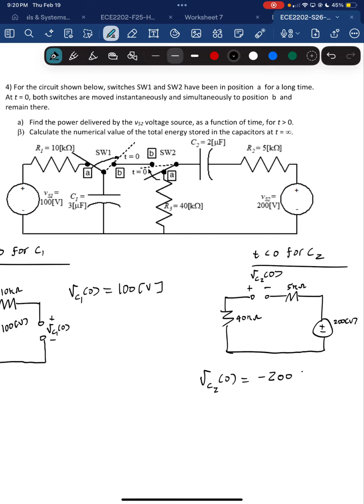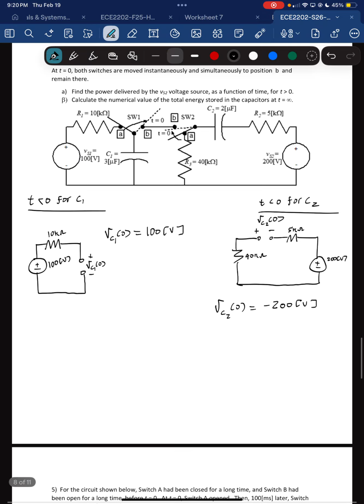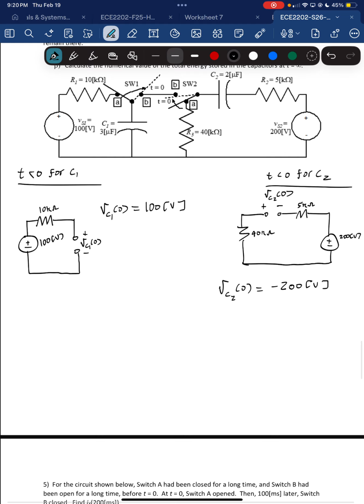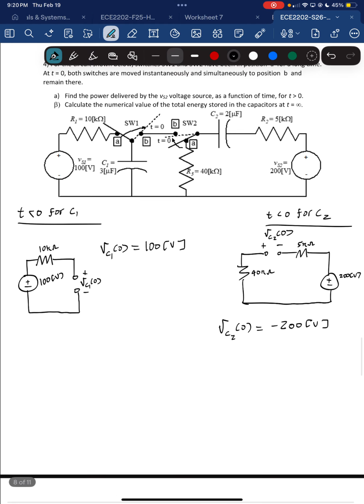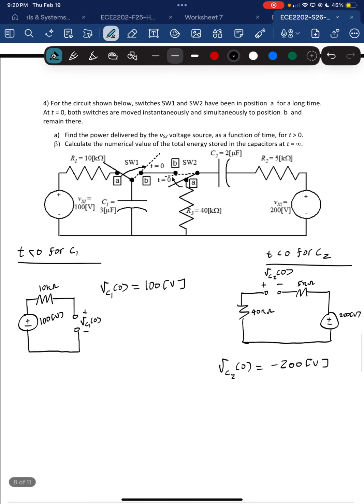Do we all see that? We understand why it's negative? I'm putting the positive probe on the negative. Applying what you know. That's what it's all for. All right. So now we have our initial conditions.